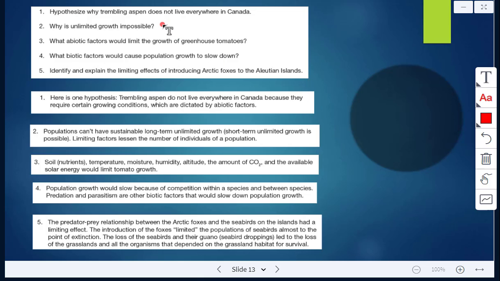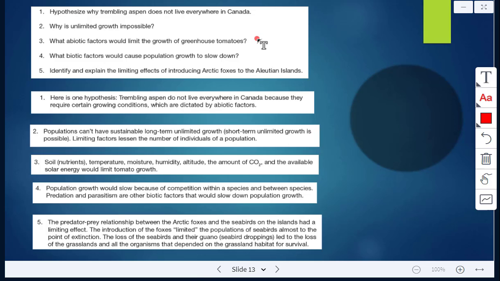Why is unlimited growth impossible? Because there are limiting factors. Populations can't have sustainable long-term unlimited growth because of limiting factors. Limiting factors lessen the number of individuals of the population.